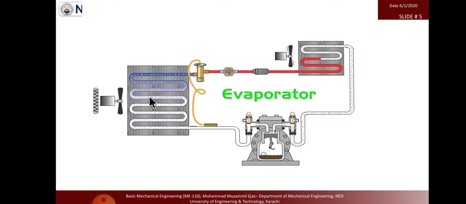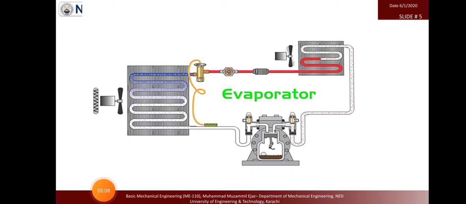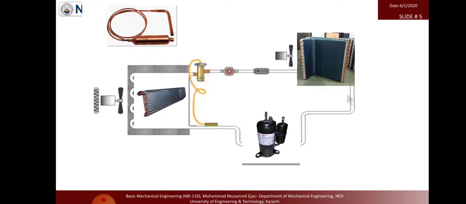This liquid is boiling, it is evaporating, absorbing heat from the environment and becoming a gas, and that gas again goes into the compressor by suction. It sucks the gas in and discharges it at a higher pressure. We have also discussed the TS diagram, that how the temperature gets lower during the expansion process.